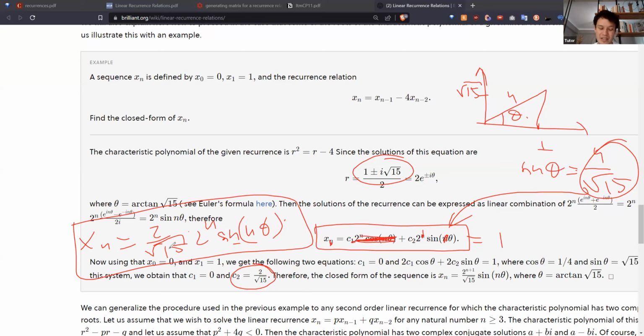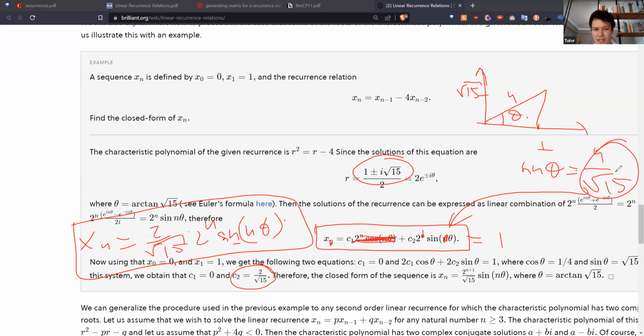going to get that this square root in here is going to cancel exactly with the square root in here. Because sine theta is 4 over square root of 15, and cosine is 2 over square root of 15. So you can cancel them, and square root of 15 is going to cancel on both sides very nicely.